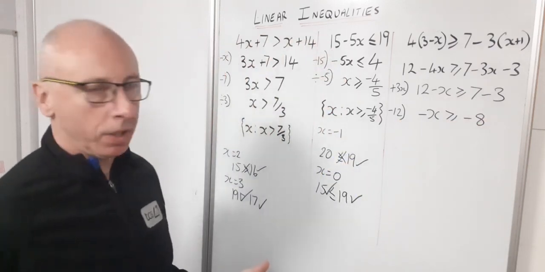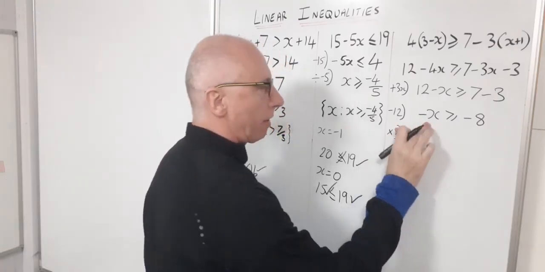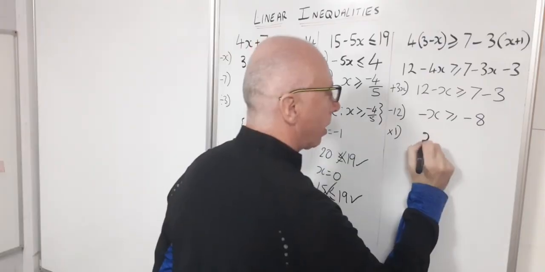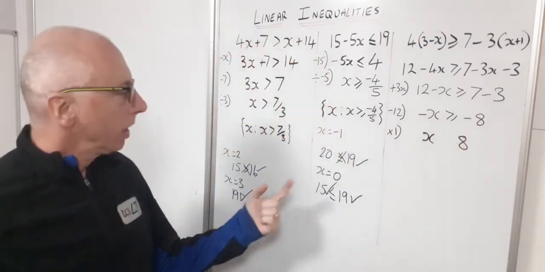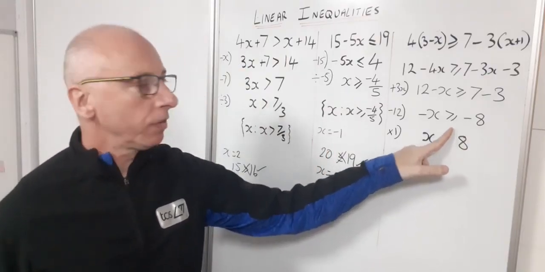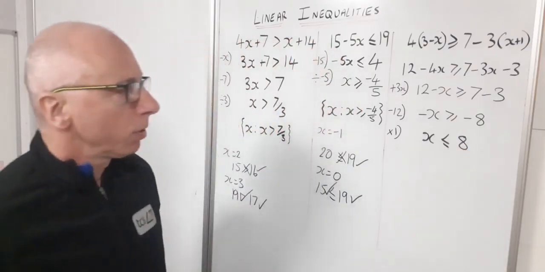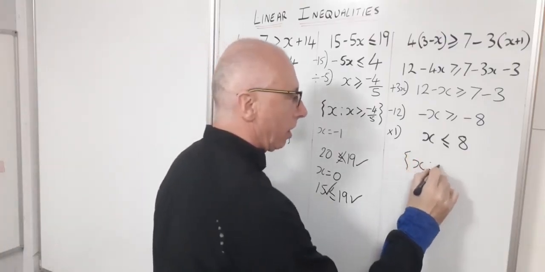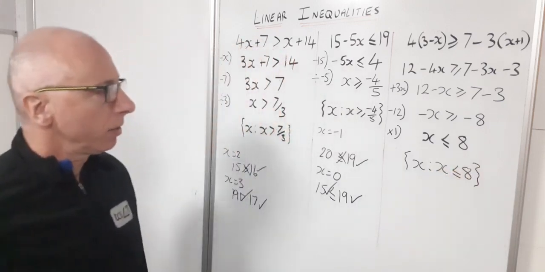Okay, so now what am I going to do? Well, this time I need to multiply by minus 1 to get rid of this minus sign. So times that by minus 1, I end up with x. Times that by minus 1, I'm left with 8. And as we did here, when we multiplied or divided by a minus number, we changed the direction of the inequality. So then that becomes x is less than or equal to 8. So our set notation will be x is less than or equal to 8. And that's how we write it in our set notation.